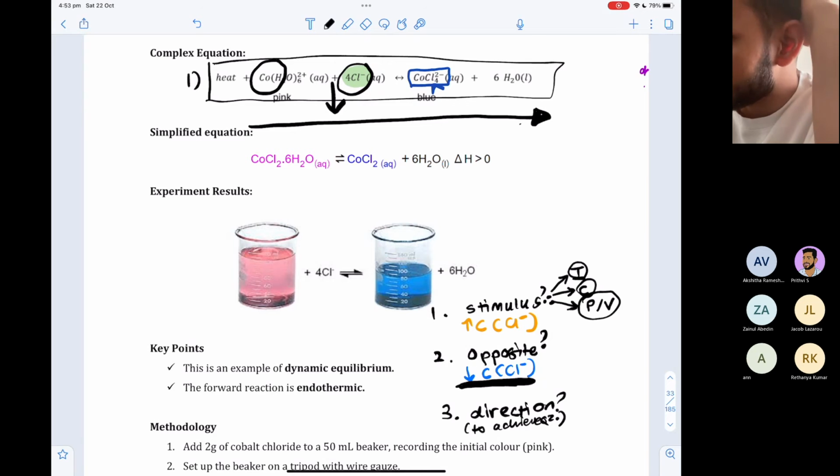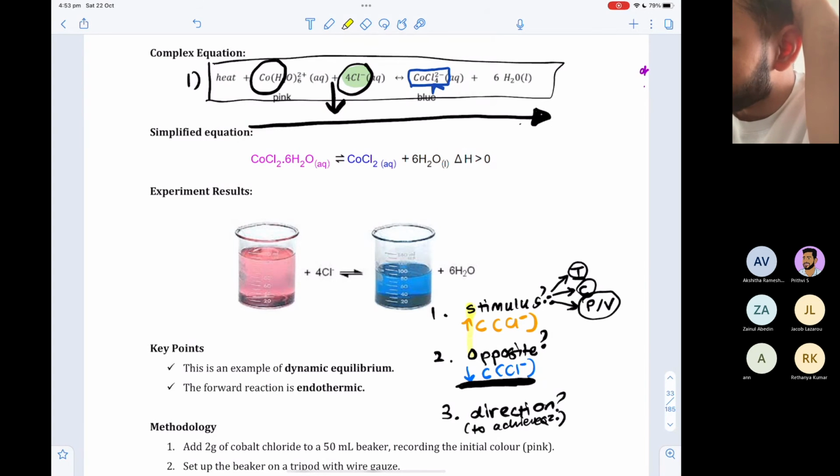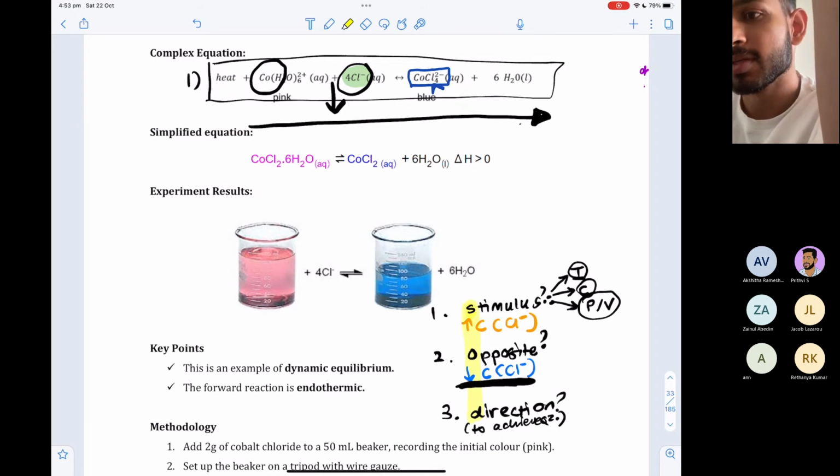This is summarized in my acronym, which I always ask students, which is SOD, stimulus opposite direction. So from this point onwards, every single Le Chatelier's principle question you do, you're going to be asking yourself, what is the stimulus? What is the exact opposite of that stimulus? And finally, what is the direction you will go to achieve that exact opposite?